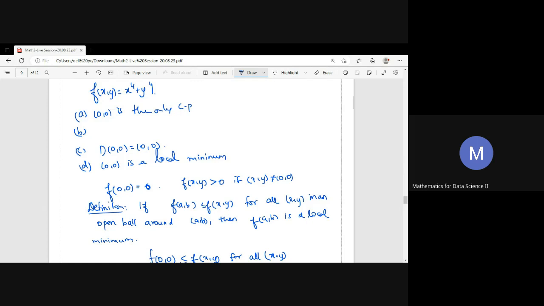Activity questions. In the practice assignment, the eighth question, the same one.